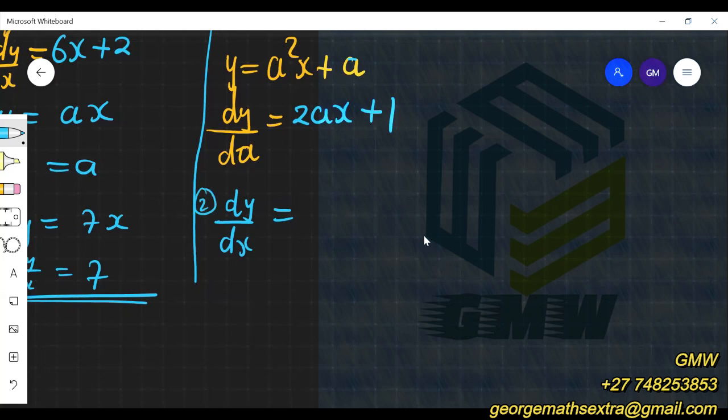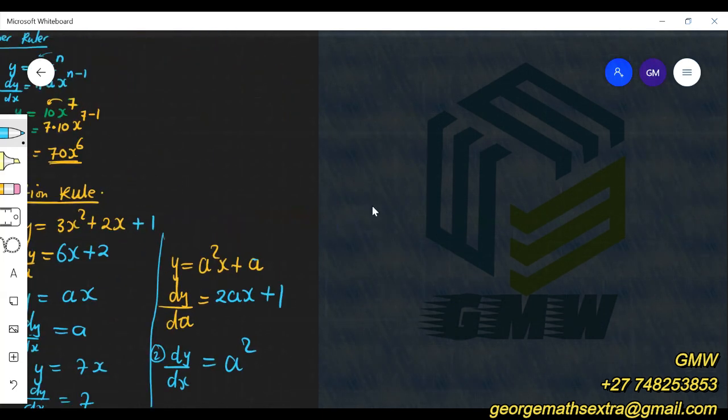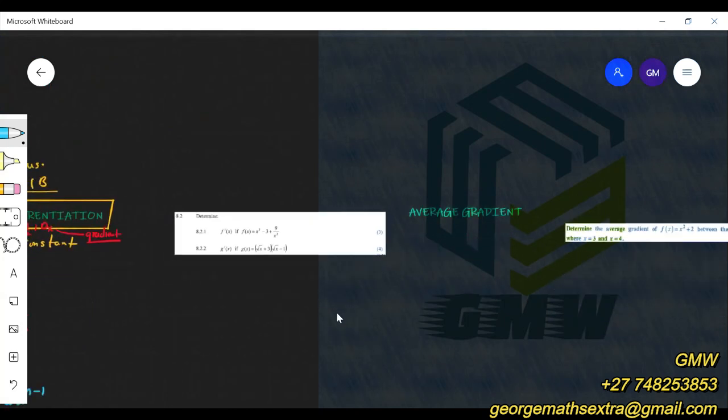If you differentiate a squared x plus a, you get a squared plus 0, right? Yes. So you need to be checking what you are differentiating with respect to. In this case, x is the constant. But in this case, x is the variable, a is the constant. Okay? Now you've learned something.